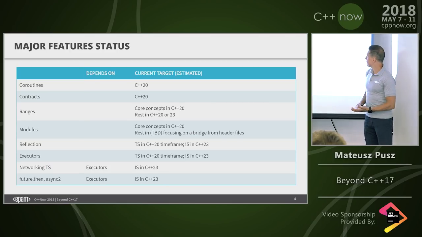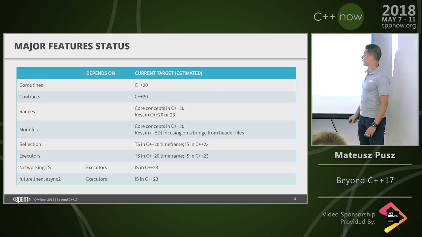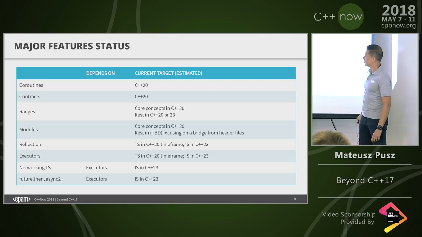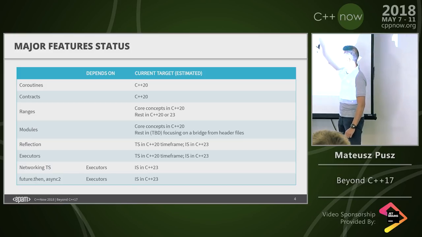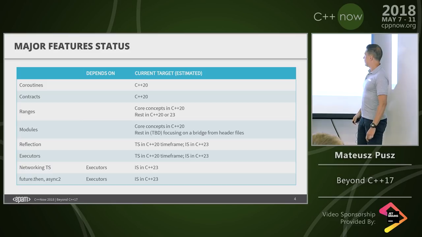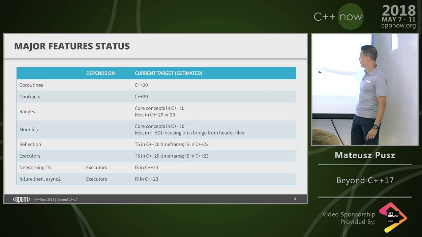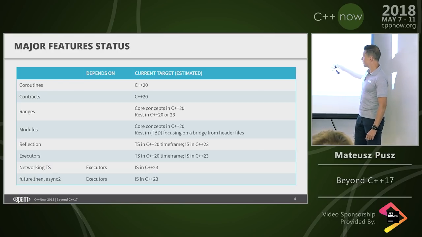These are the major features being worked on right now. I will not talk much about them because they are still work in progress and they are subject to change. This is the table from Herb Sutter's notes at the end of the Jacksonville meeting. Basically, we expect that coroutines, contracts, part of ranges, part of modules may land in C++ 20. And the other stuff probably will not be in the standard. There will be technical specifications for reflection and executors in the C++ 20 timeframe, but they will probably be merged to the standard itself in C++ 23.